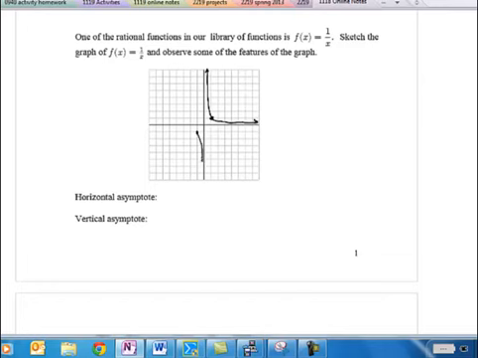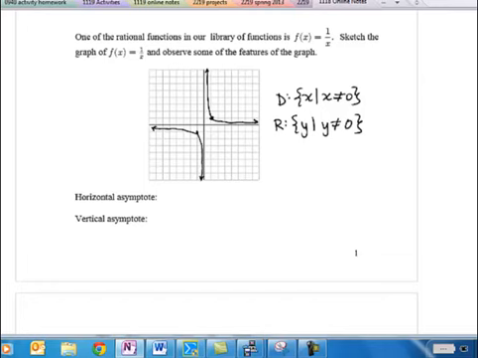X is not allowed to be 0. And because we always have 1 over a quantity, y will never be 0 because there's always the 1 in that numerator. So that's the graph. The domain is all reals except 0. And the range is all reals, but these are y values, except for y equals 0.